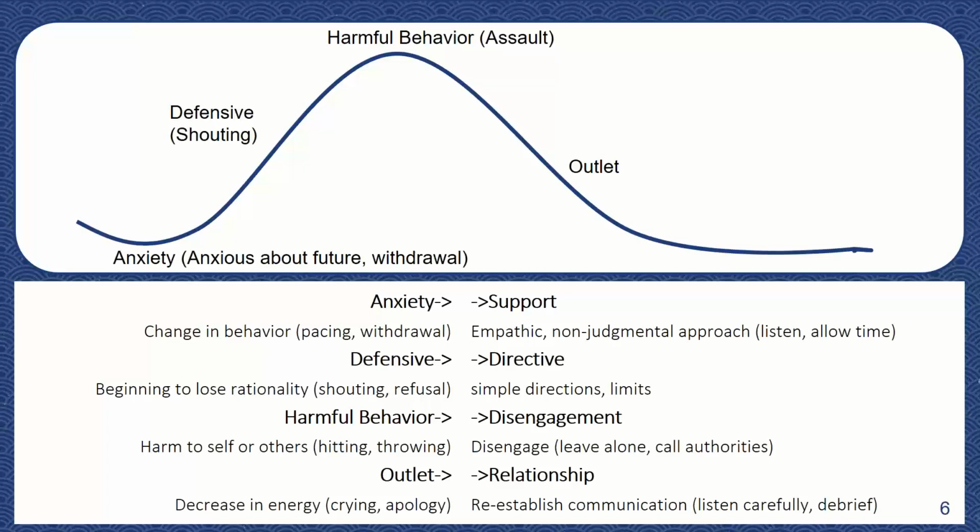No matter where you're at on the curve, the outlet is always there. And that's that decrease in energy, crying, apologizing, things like, "I'm so sorry, I don't know what got into me, I don't know why I shouted at you, I can't believe I threw that book across the room, I'm just so upset with myself." And just that outlet, right? This is typically repression, and then the explosion, and then just that outlet of emotion afterwards.